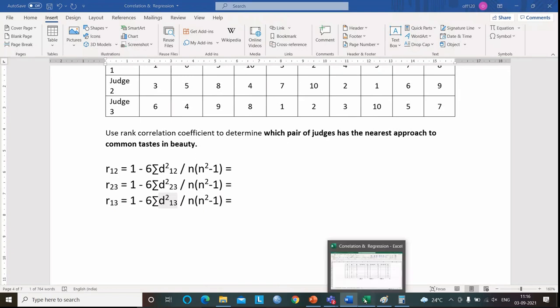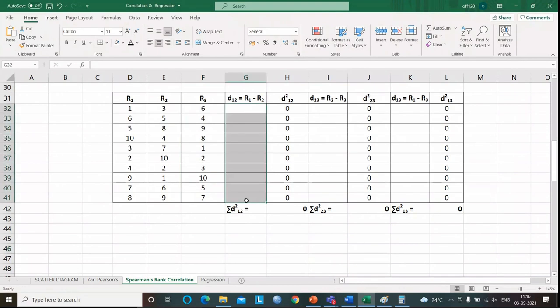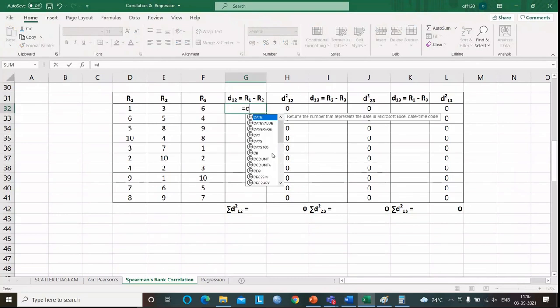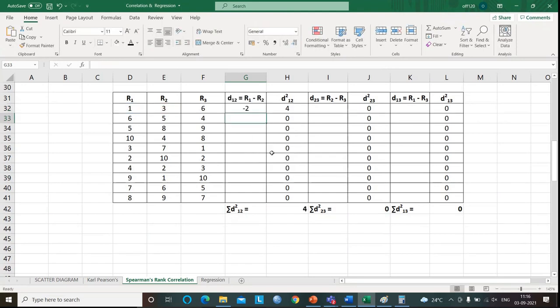So now I want to find d12 first of all. d12 means the differences between the first and second judges' ranks. Let me find the answer. 1 minus 3 is minus 2, and 6 minus 5 becomes 1. 5 minus 8 is minus 3, 10 minus 4 is 6. Likewise, we have already got these answers. The next column is the squares of these numbers, because I want to find d12 squared, right? And the summation of d12 squared is 200.